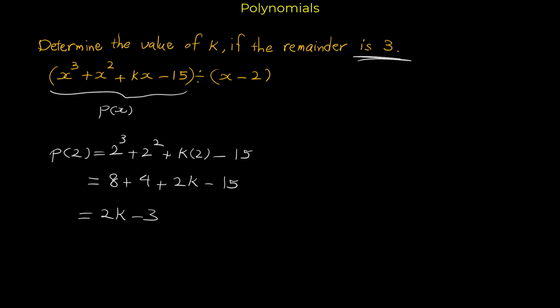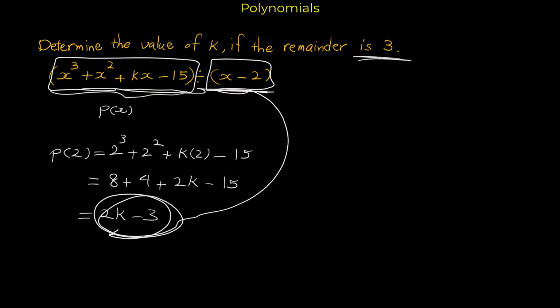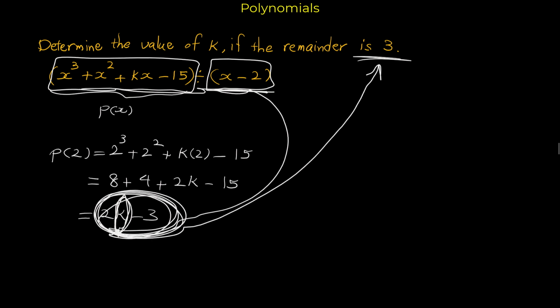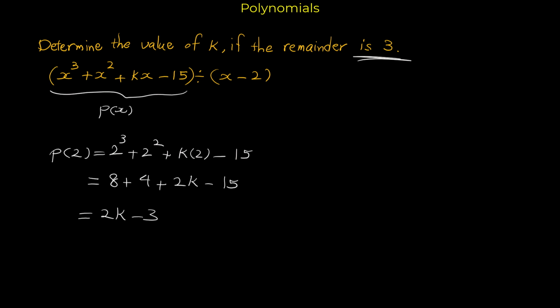Now, based on the remainder theorem again, the remainder of dividing this polynomial by x minus 2 is this. But we know that k is a number that makes this remainder 3. So this remainder that we got here should be equal to 3. So what we have to do here is find k such that the remainder is 3. So 2k minus 3 should equal 3.